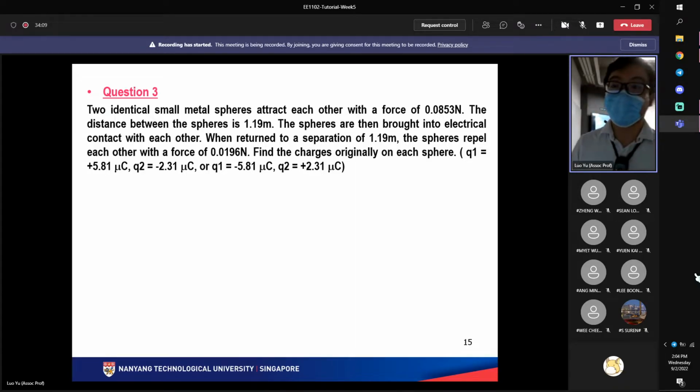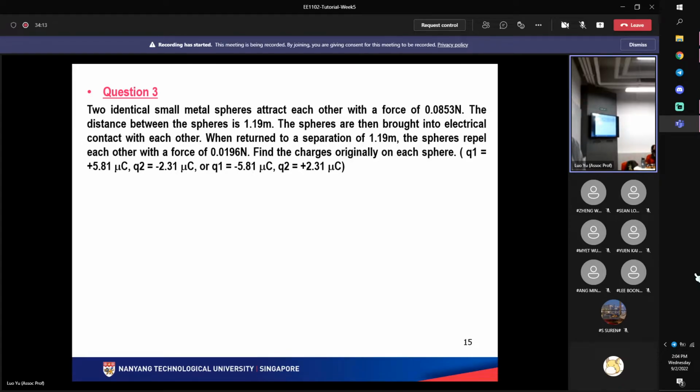Then the distance between the two spheres is 1.19 meter. The two spheres are then brought into electric contact. When they are separated again, now they repel each other with another force, 0.0196 Newton. I want you to find out the charge originally on each sphere.